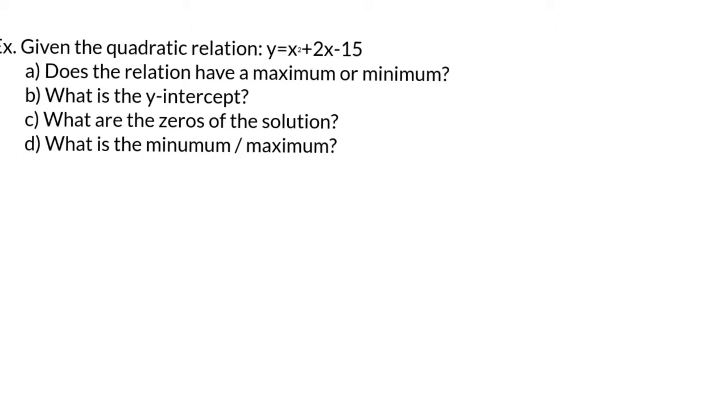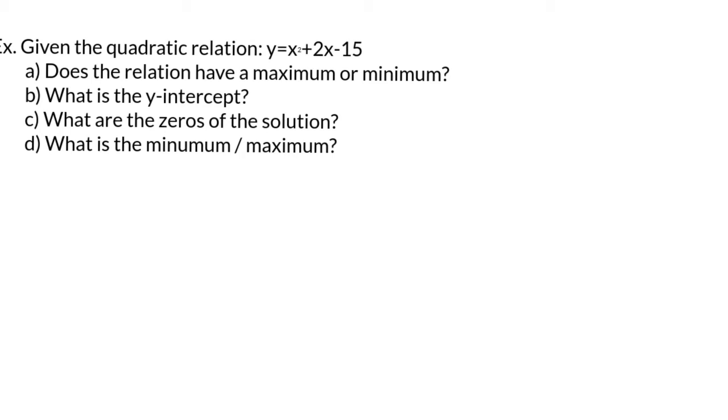So imagine we have the quadratic relation y is equal to x squared plus 2x minus 15. We need to figure out whether this equation has a maximum or a minimum, okay? We also need to find out what is the y-intercept, right? And what are the zeros of the solution. Now, today's lesson is all about explaining how all of this stuff comes together, okay? The first thing that we're going to do is identify if our equation has a maximum or a minimum.